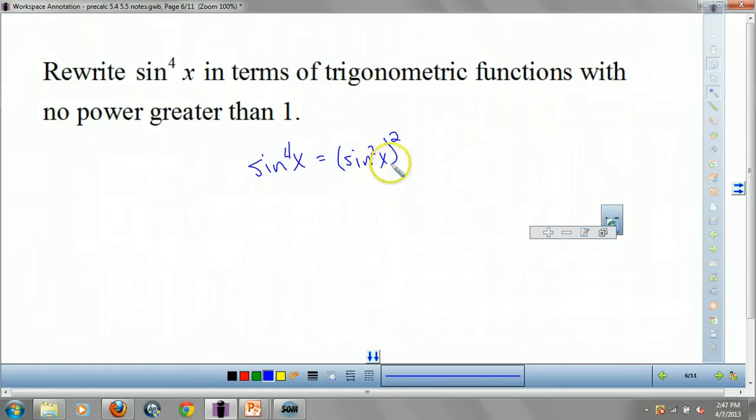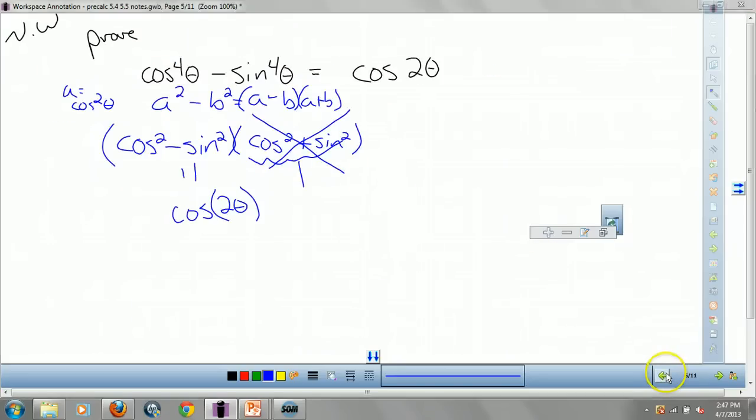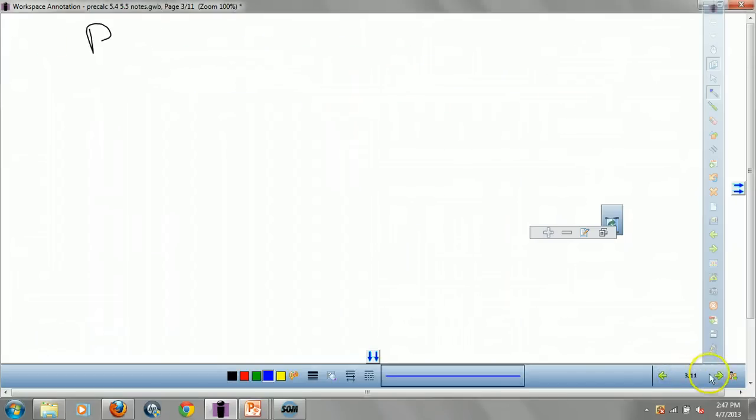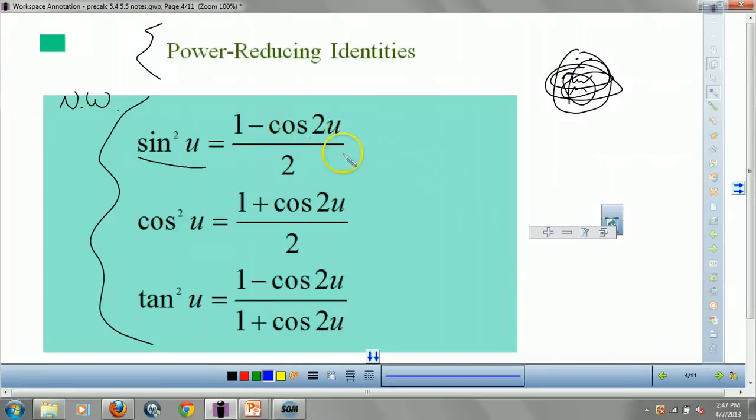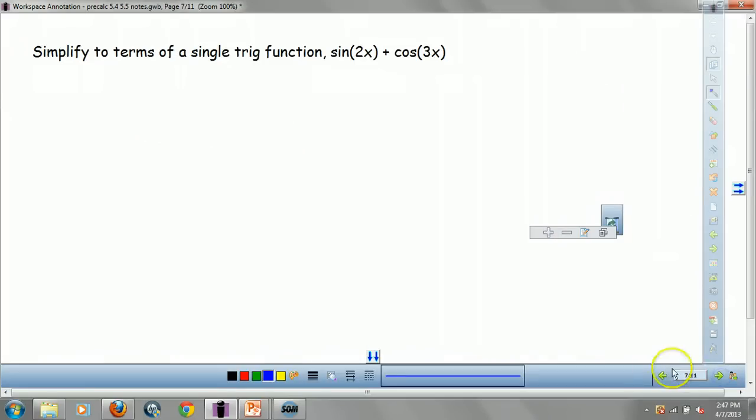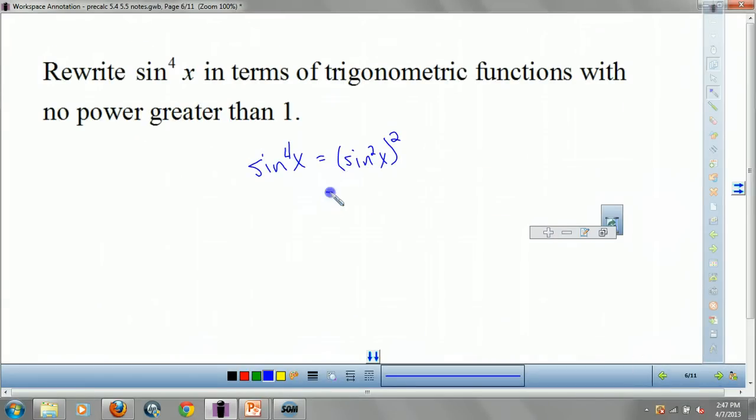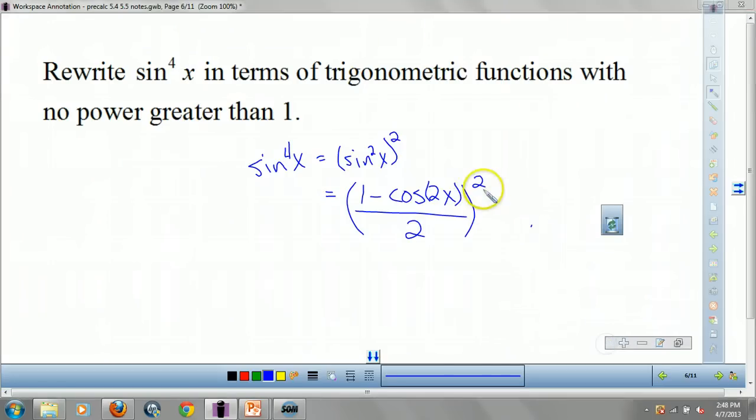What's sine squared equal to? 1 minus cosine of 2u all over 2. So that's the same as 1 minus cosine of 2x all over 2, squared, right? Now, I can take this square and distribute it through to my top and my bottom.